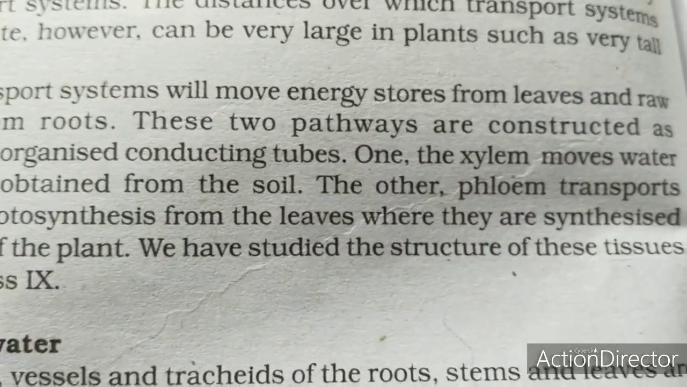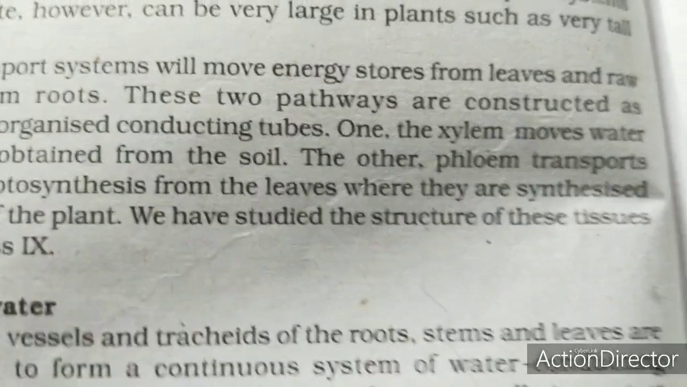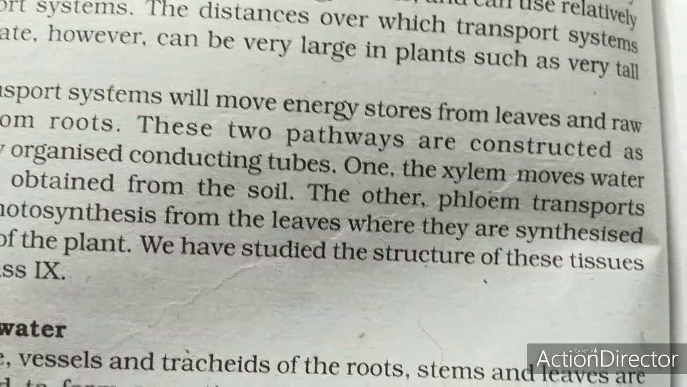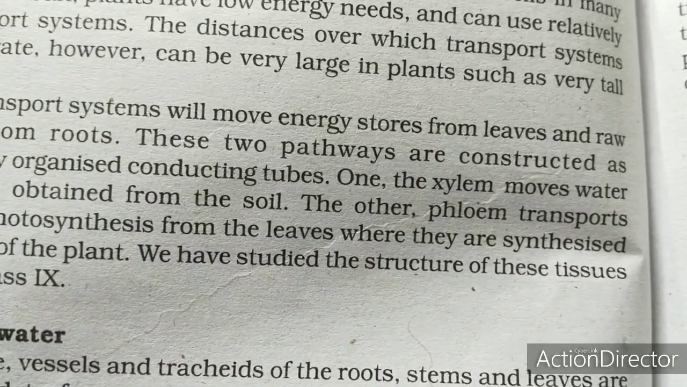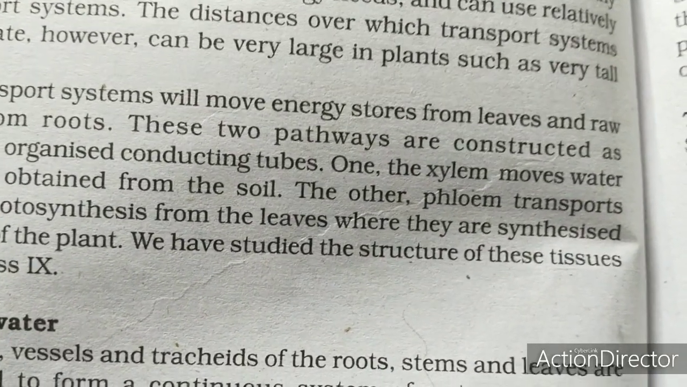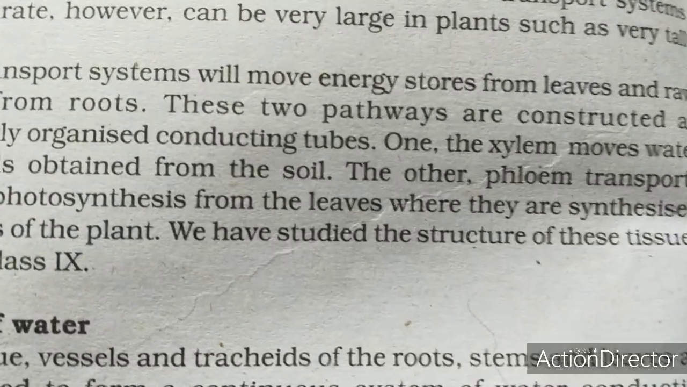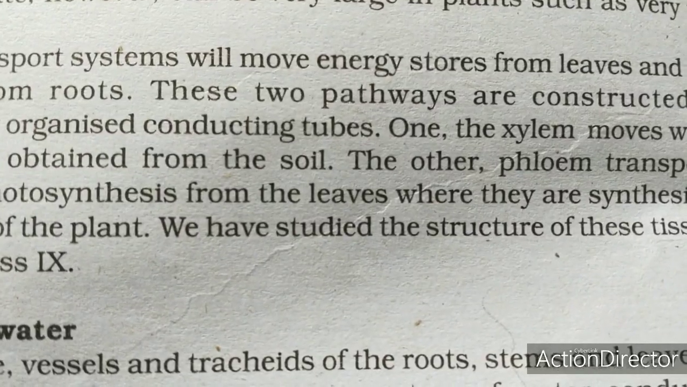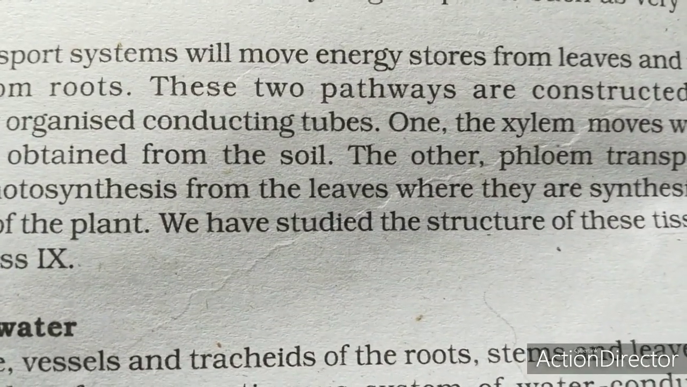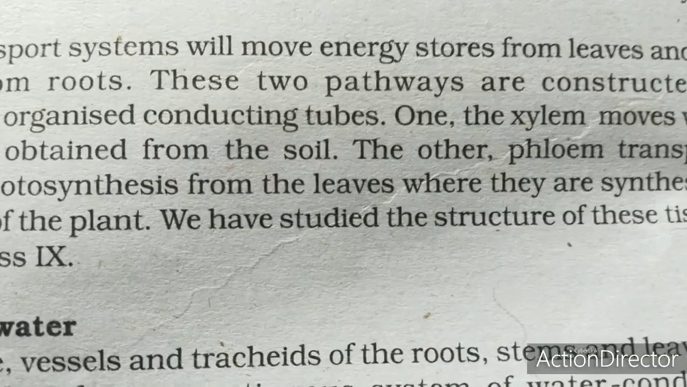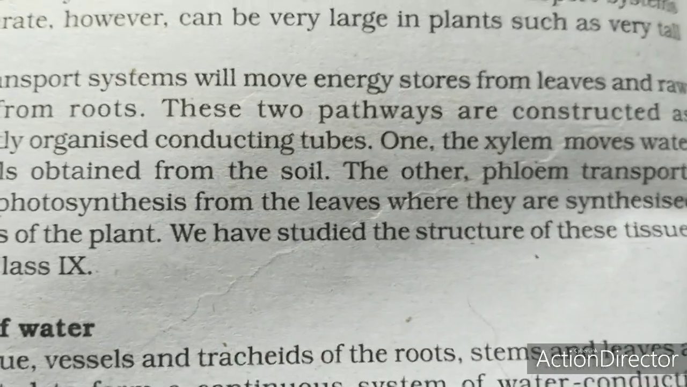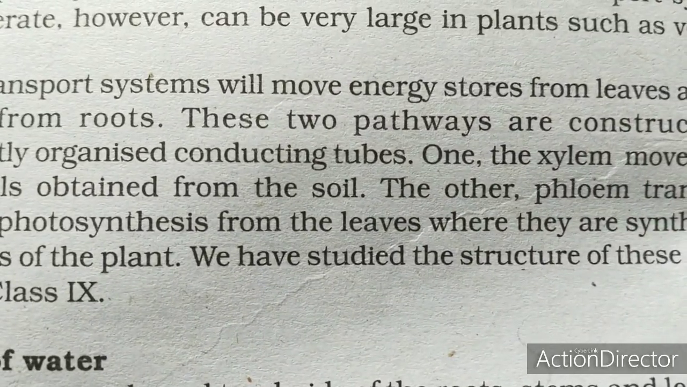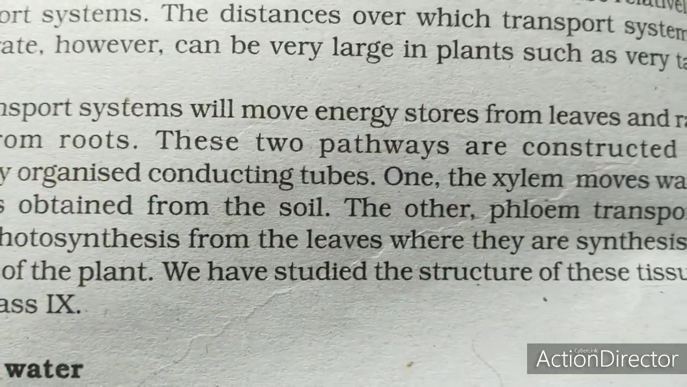Then how does transportation take place in very large plants? In very large plants, the transportation system will move energy stores from the leaves and raw materials from the roots. So, the transportation should take place in two ways. That is, it has to transport the energy which gets stored in the leaves because of photosynthesis. At the same time, the raw materials which are absorbed by the roots have to be transported. So, there are two pathways they need to follow.